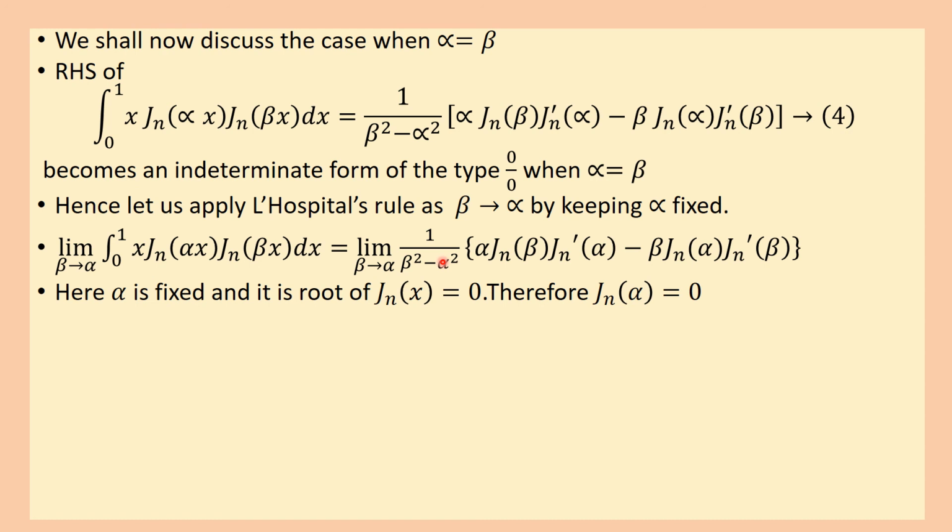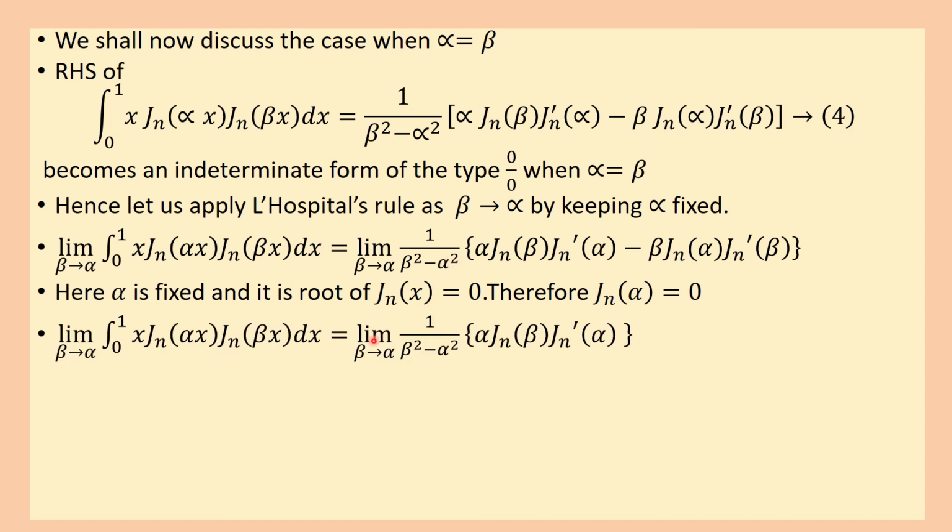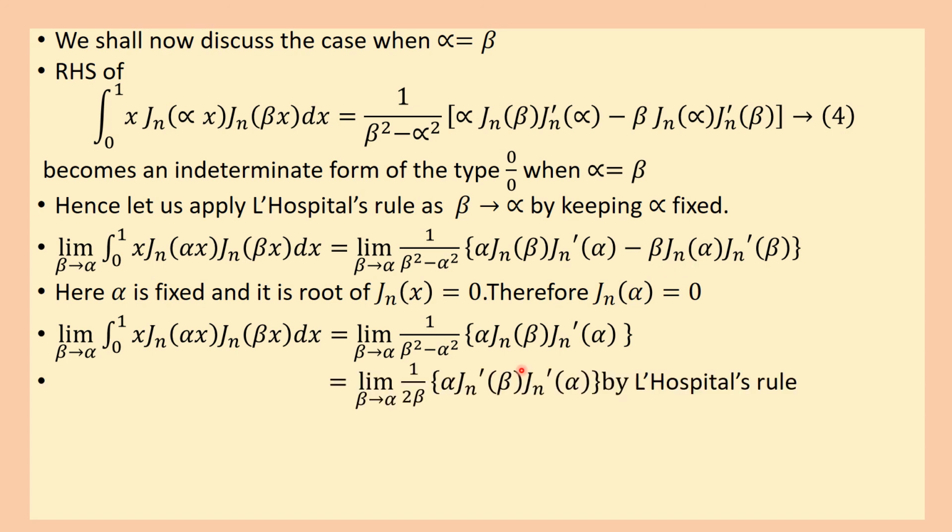So we get left side equal to limit beta tending to alpha, 1 by beta square minus alpha square, alpha into Jn of beta, Jn dash of alpha. L'Hospital's rule we will apply in the next step. So here we just substituted Jn of alpha is 0. In the next step we will apply L'Hospital's rule. That is limit beta tending to alpha, 1 by 2 beta, because the derivative of beta square minus alpha square is 2 beta, into alpha into Jn dash of beta into Jn dash of alpha.